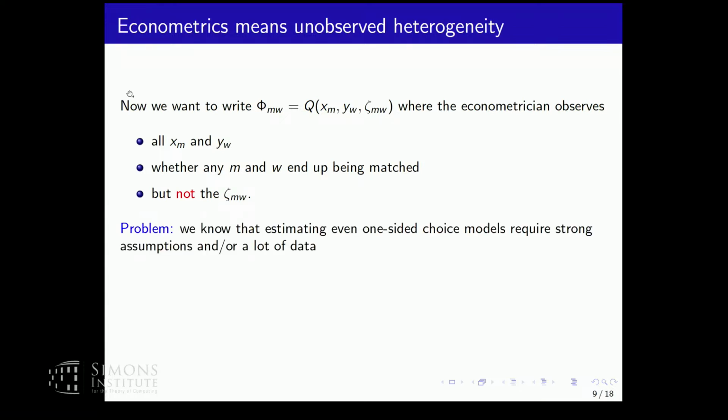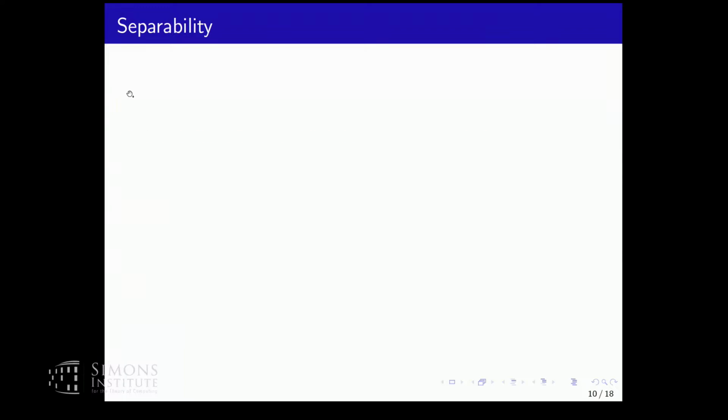So we know that even if you take a one-sided discrete choice model, you need strong assumptions or a lot of data in order to identify it and to estimate it. So here it's two-sided, so it gets a bit worse. There's the square of the number of cells and the number of matches, so it's more complicated. And so we're going to restrict this zeta.